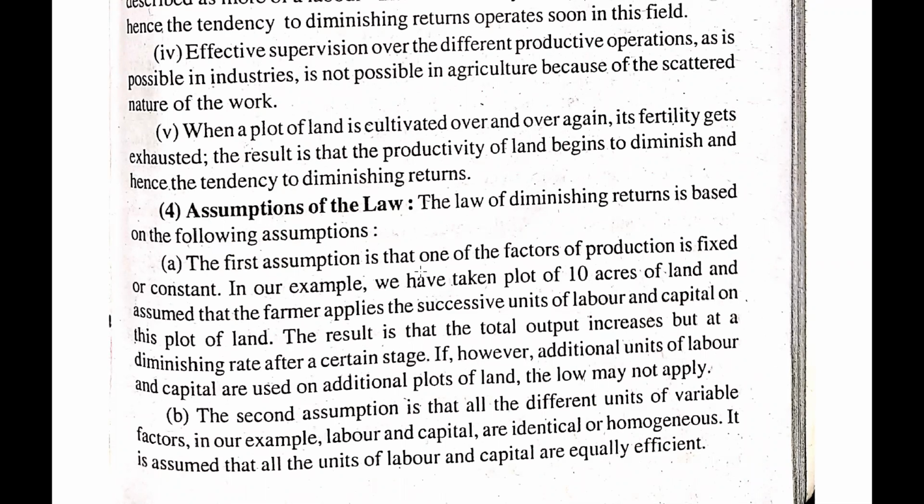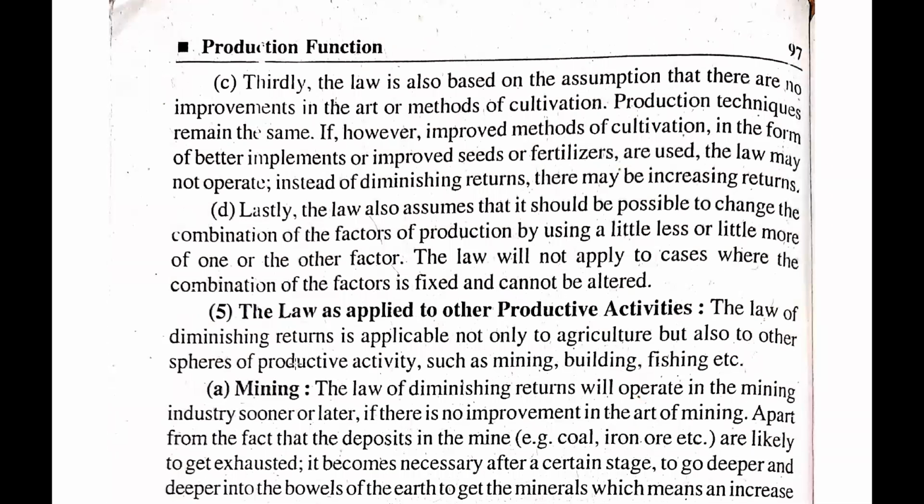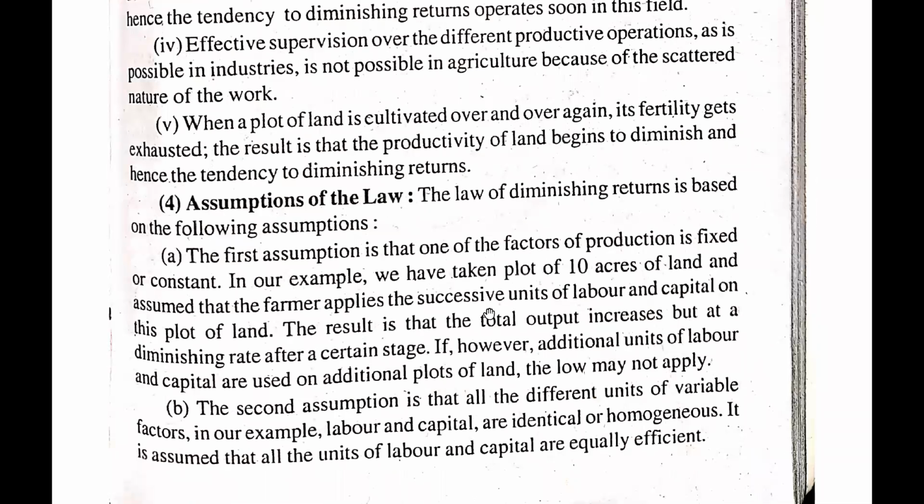The first assumption is that one of the factors of production is fixed or constant. So guys, as we know the assumptions of the law very well, one of the factors must be constant, as we have seen in this example that the land is constant. So this is one of the assumptions, that one of the factors of production needs to be constant.